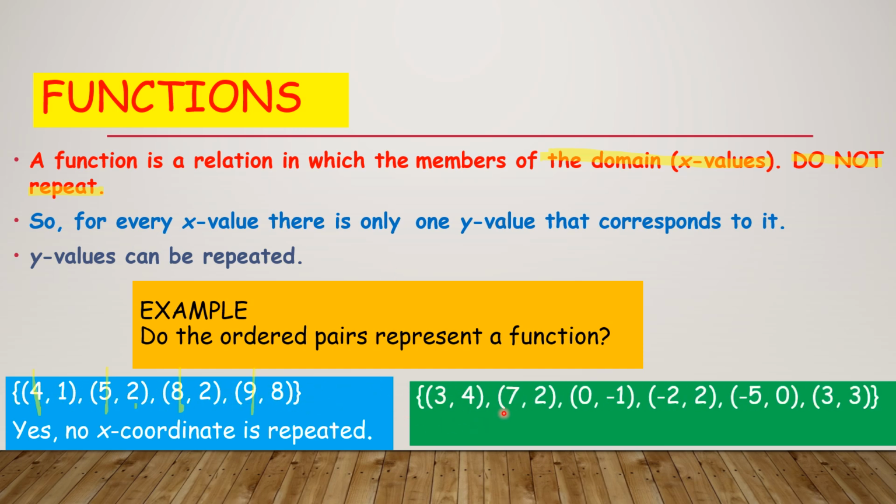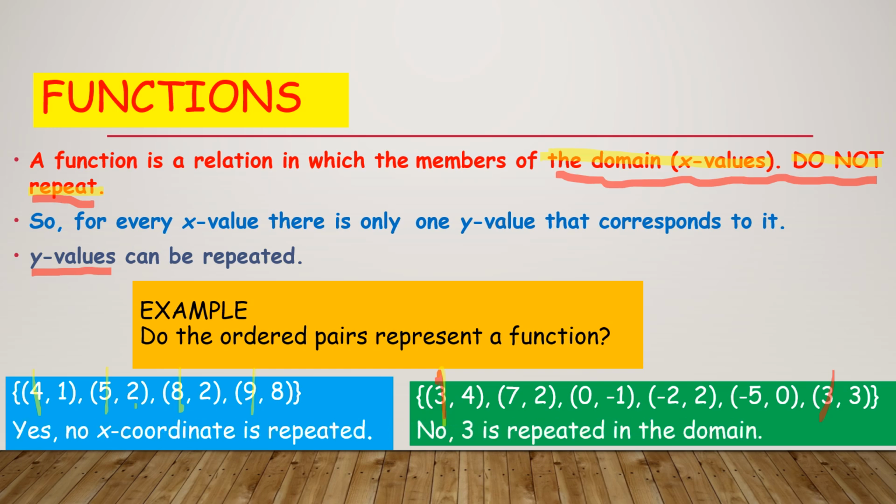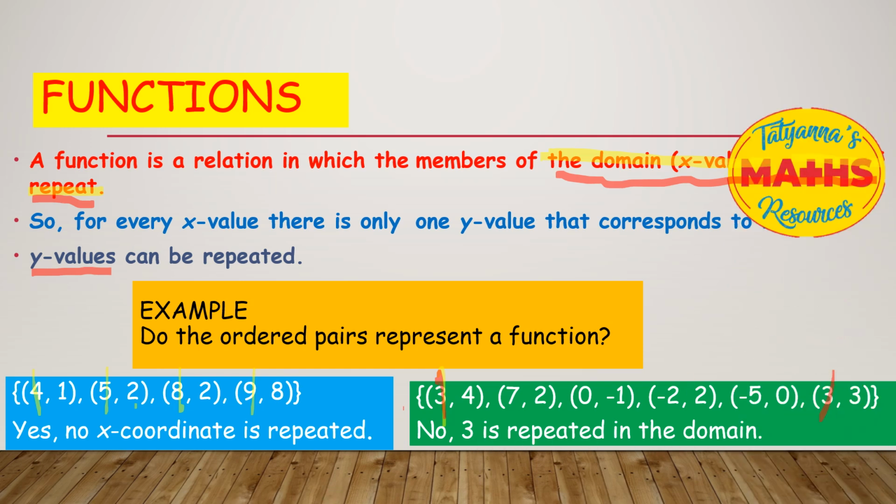Here we have (3, 4), (7, 2), (0, -1), (-2, 2), (-5, 0), (3, 3). Now immediately I see 3 twice. Remember this rule? Do not repeat. The only thing I can repeat is the y. So this is not a function. No, 3 is repeated. 3 is repeated in the domain.